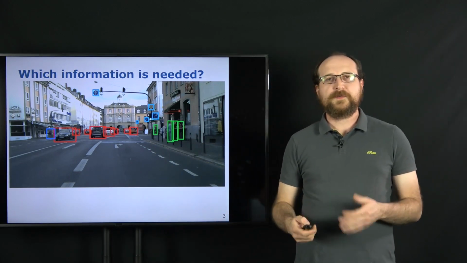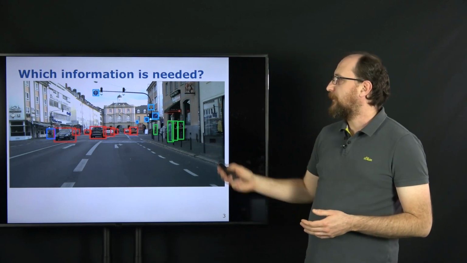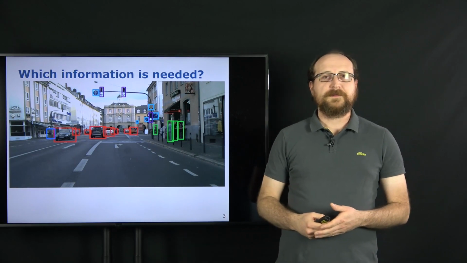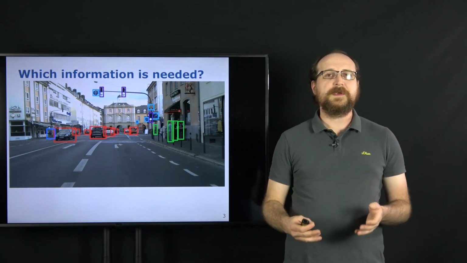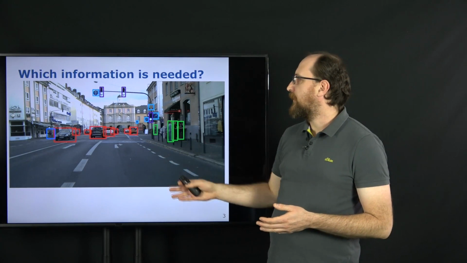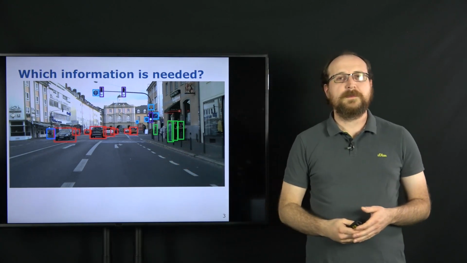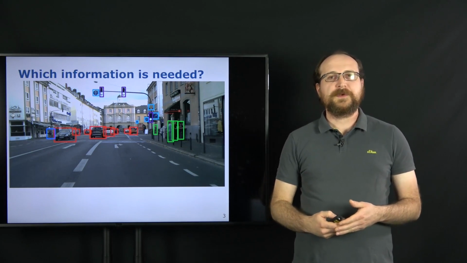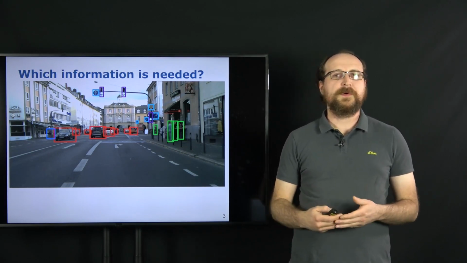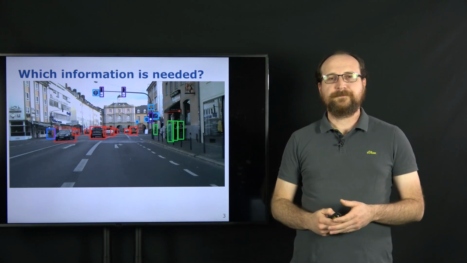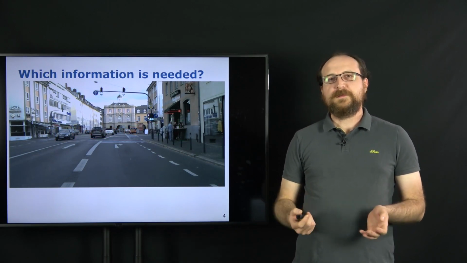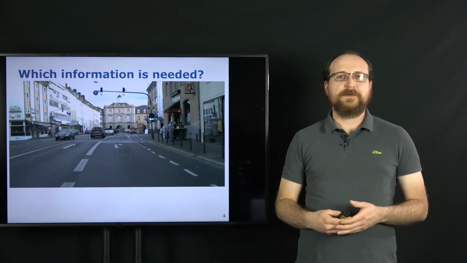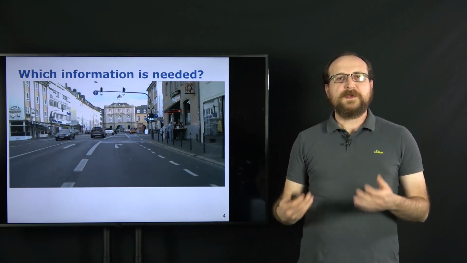Apart from this, of course, here in the street scene recorded in Bonn, we also are interested in the location of traffic lights because the traffic lights tell us something about the lanes and where we can go and where we cannot go. And also the state of the traffic lights is of course interesting for us because we need to know when we have to stop in front of a red traffic light.